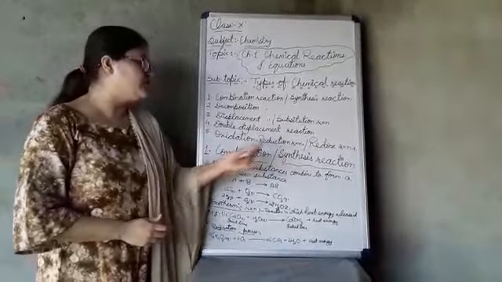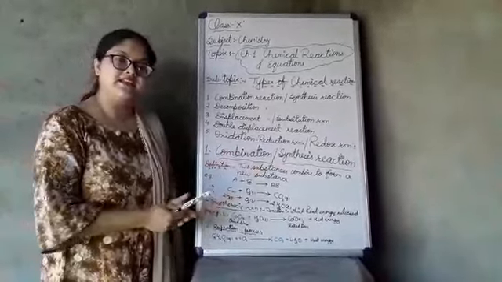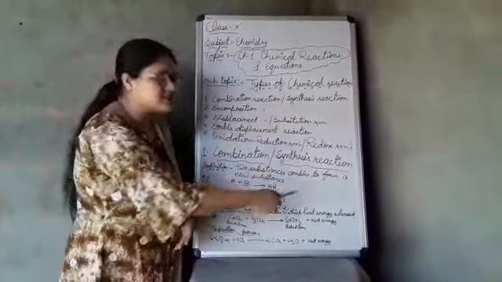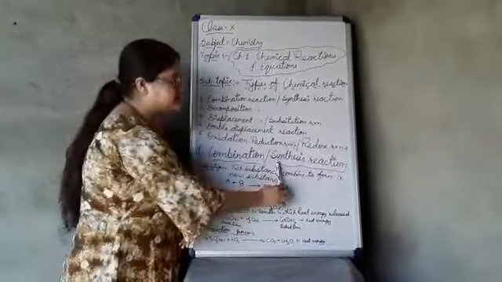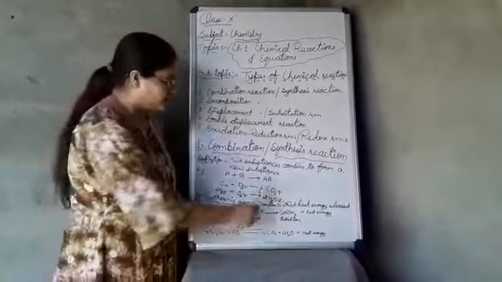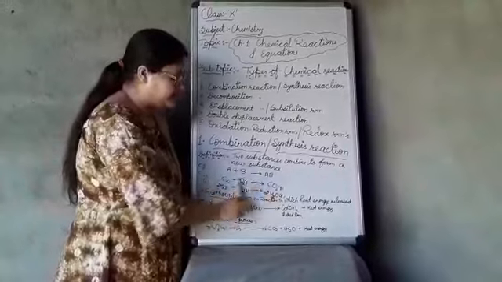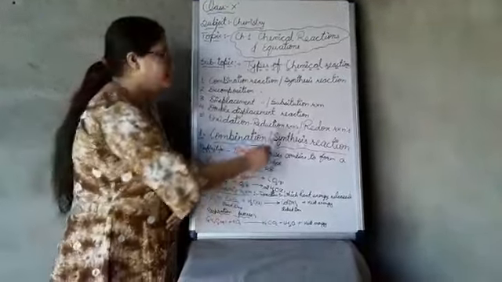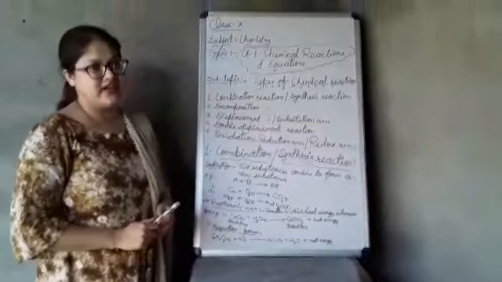I will tell you one more thing. A combination reaction is also known as a synthesis reaction. Why is it known as a synthesis reaction? Because in this a new substance is formed. The word synthesis means formation of a new substance. When we combine two substances, a new substance is formed, so that's why it is also known as a synthesis reaction.